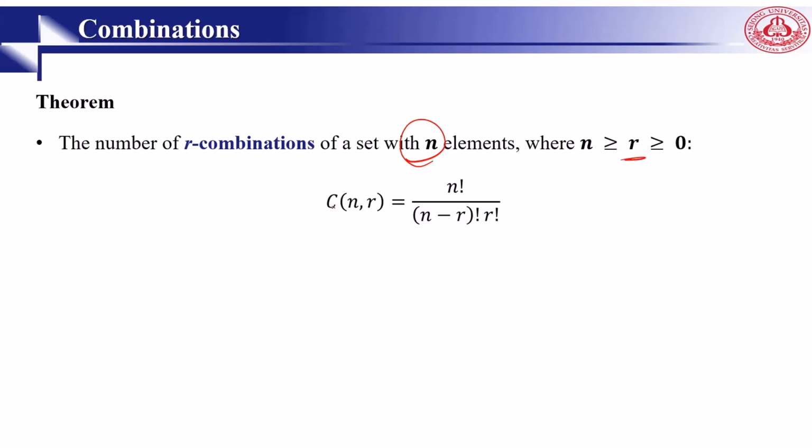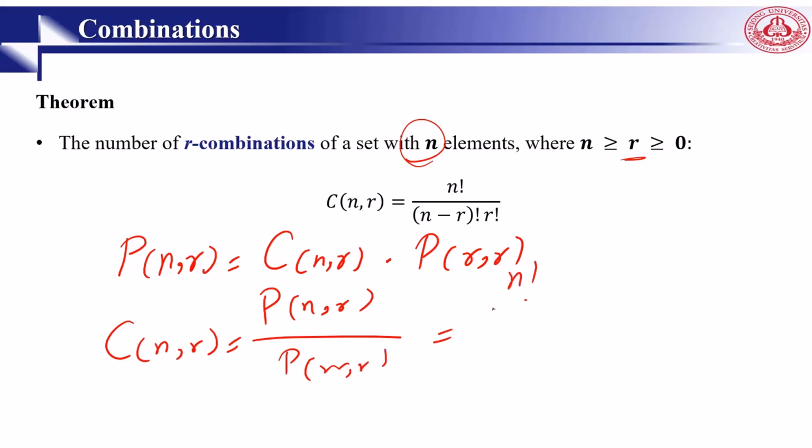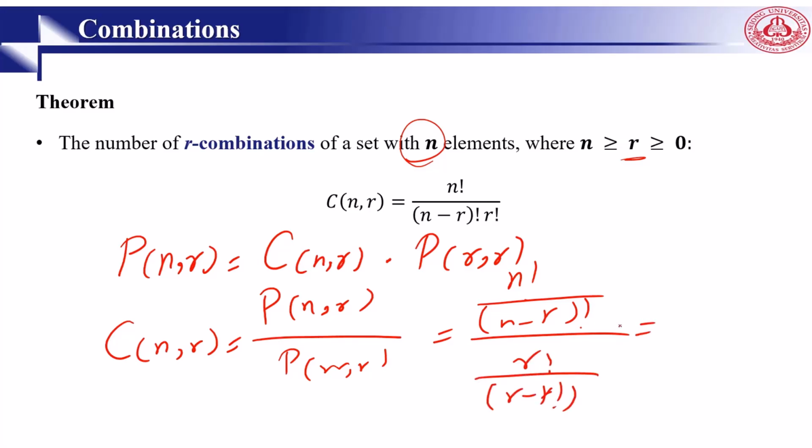Theorem: the number of r-combinations of a set with n elements, with r between 0 and n, is C(n, r) = n factorial divided by (n − r) factorial times r factorial. How do we prove this? Using the product rule, we say that P(n, r) equals C(n, r) multiplied by P(r, r). Then C(n, r) can be written as P(n, r) divided by P(r, r). Then we have n factorial divided by (n − r) factorial, and here we have r factorial divided by (r − r) factorial. Based on this, we have n factorial divided by (n − r) factorial times r factorial. Here we can prove this.